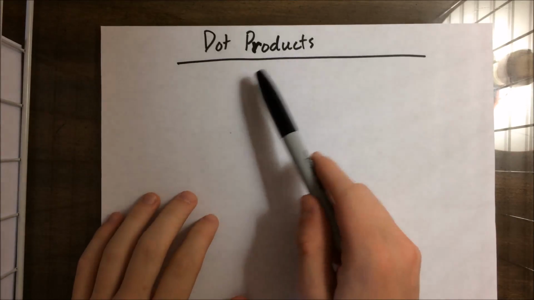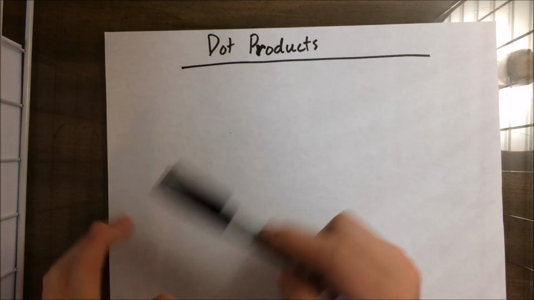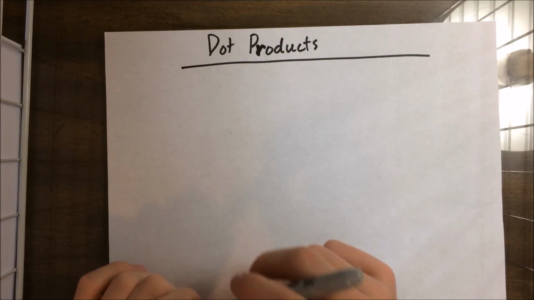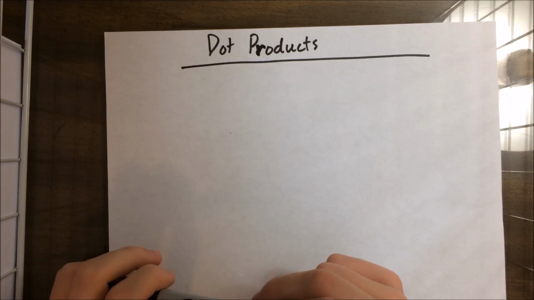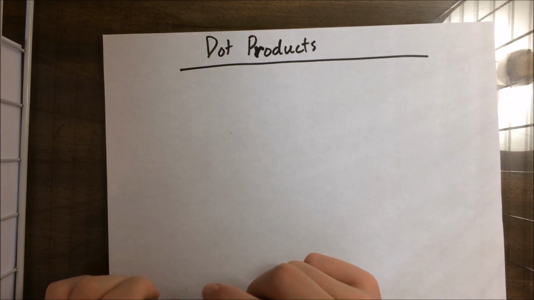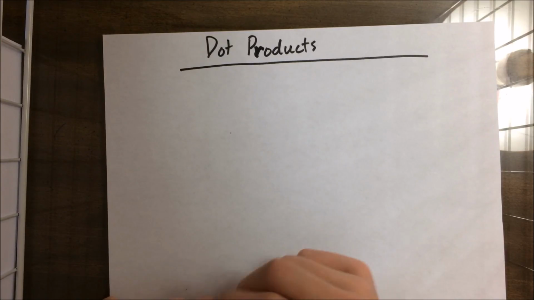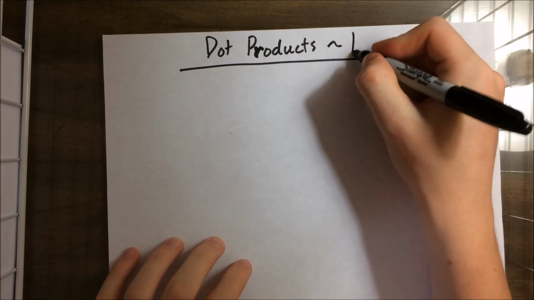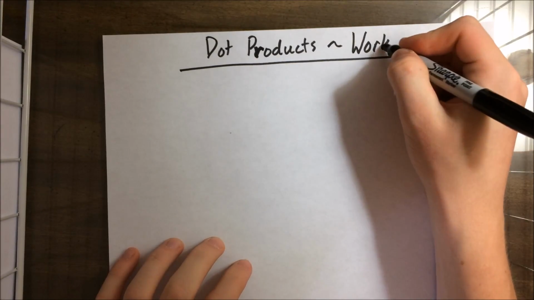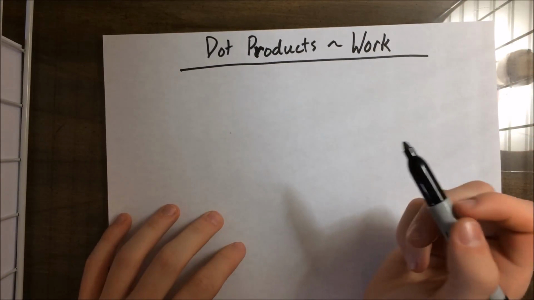And so first we're going to cover just general how to do dot products, and then we're going to talk about how they can be used to solve problems in regards to work. Okay, so let's start by defining what exactly a dot product is.